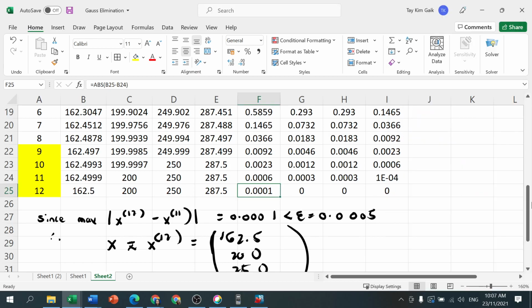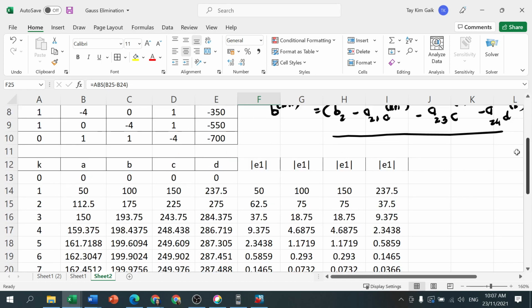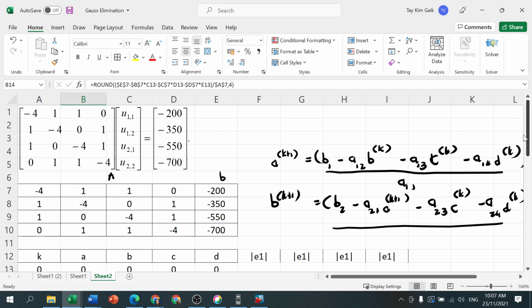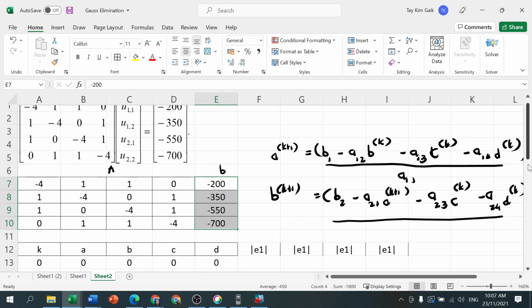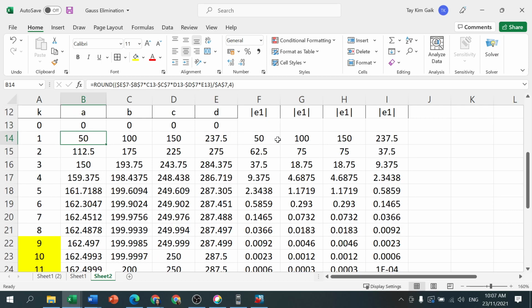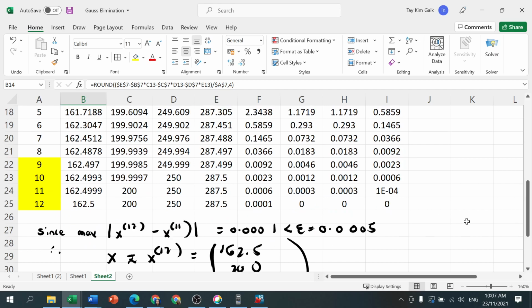Later on, I'm going to touch up the template. So this is already the template. You can just change it for a 4x4 system. You just change the A and the B here, and the answer will be automatically displayed because all of these already contain the formula. You just need to decide where to stop and write down the conclusion.